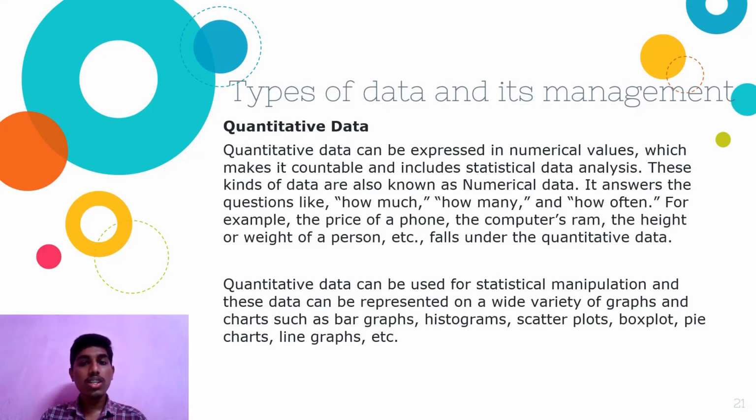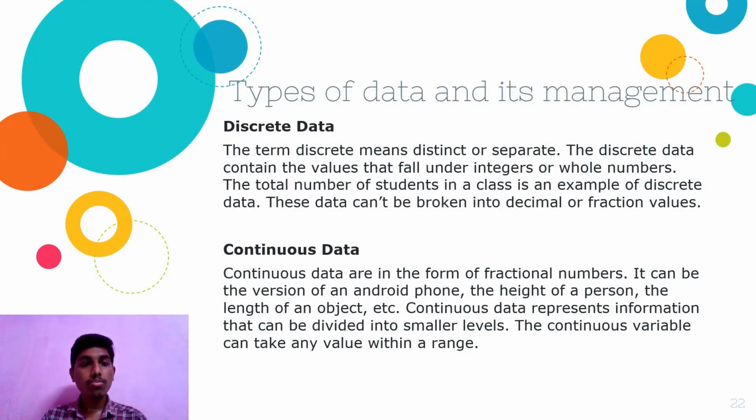Quantitative data. Quantitative data can be expressed in numerical values, which makes it countable and includes statistical data analysis. These kinds of data are also known as numerical data. It answers questions like how much, how many, and how often. For example, the price of a phone, the computer's RAM, the height or weight of a person, etc. fall under quantitative data.